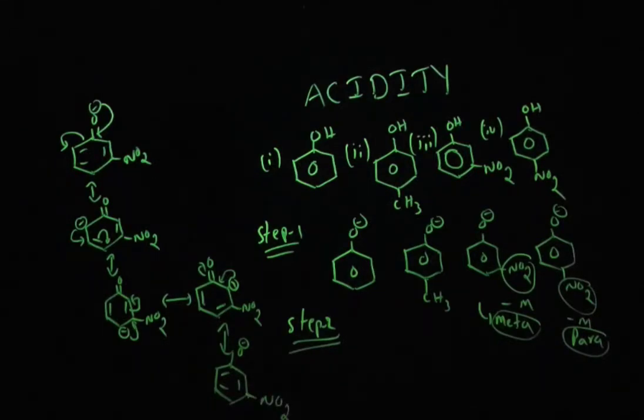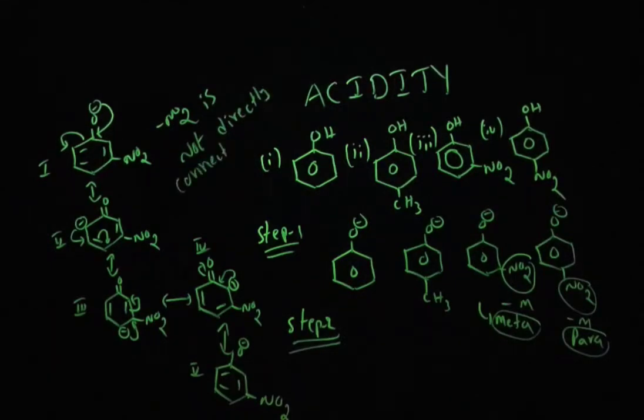Now the problem is, you can see in any resonance form, 1, 2, 3, 4 and 5, in all resonance forms the NO2 group is not directly connected to the negative charge. The important point is that the NO2 group is not directly connected to the negative charge. To show a minus M effect on a negative charge, the NO2 group must be directly connected to it. You can see in each resonance form the NO2 group is not directly connected to the negative charge.